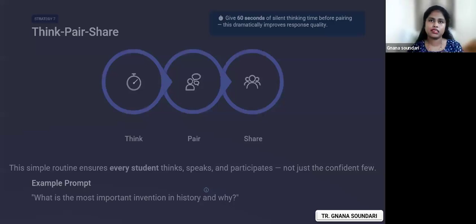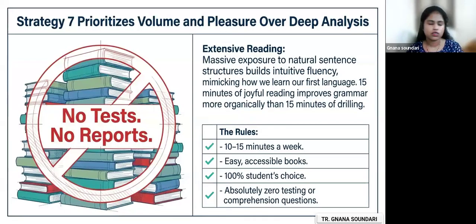Why strategy 7? It's like no tests, no reports. Strategy 7 is telling you, don't give frequent tests. Children are getting tired of frequent test assessments. In every school, in every classroom, we have the slip test. We are conducting slip tests every week. If I complete a lesson on Monday, I have to wait till Friday to test whether my child has understood, yes or no? Don't do that.